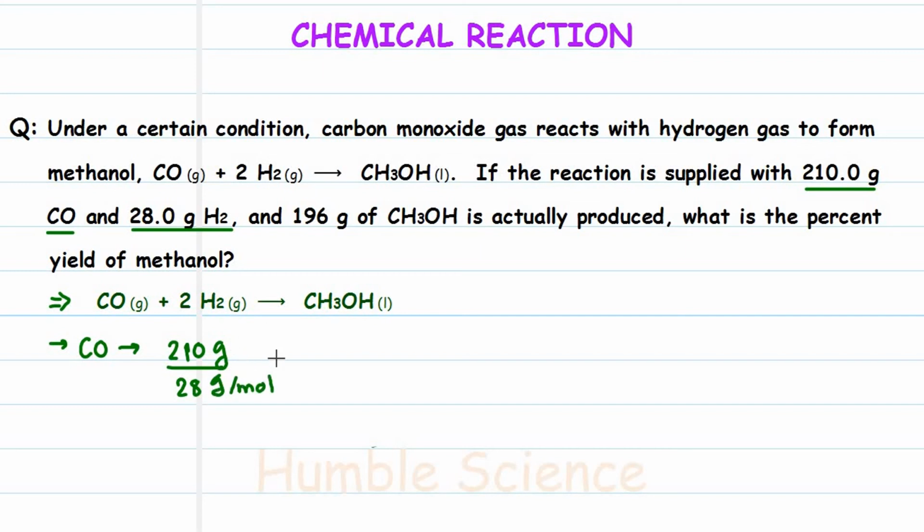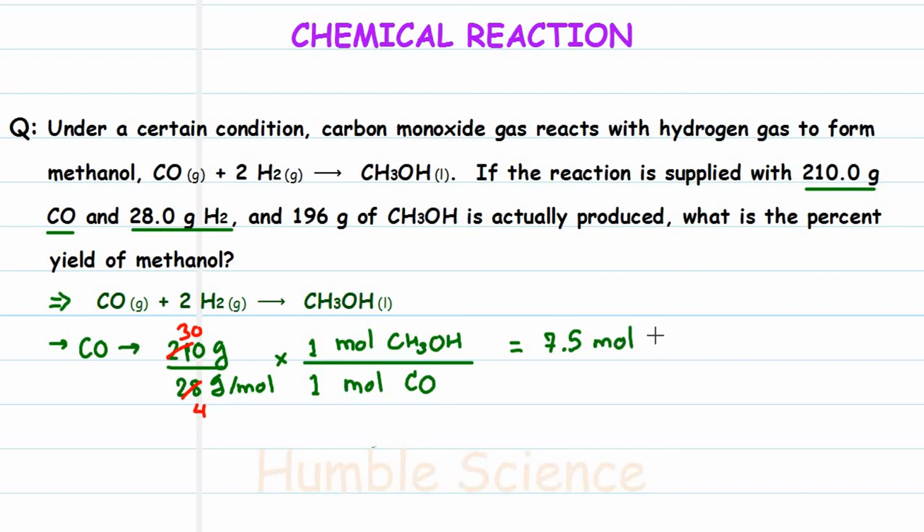And that is going to multiply 1 mole of methanol can be obtained from 1 mole of carbon monoxide, and that is going to be 210 divided by 28, and we're going to get 7.5 mole of methanol if we use up the carbon monoxide.